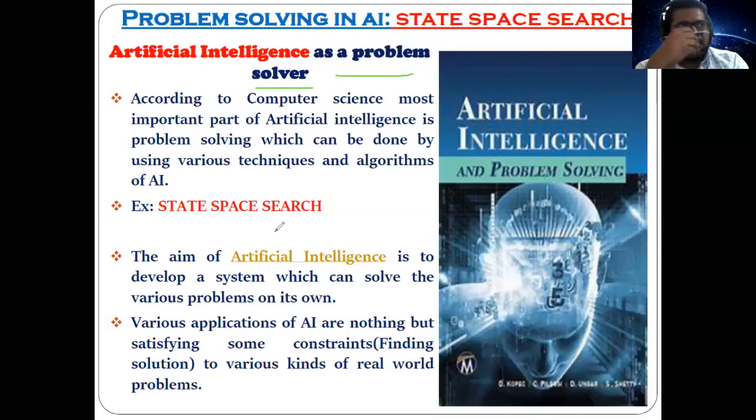Now, you want an artificial intelligence player which will play the chess game just like the human being. What is your expectation? You want an artificial intelligence player who will play the chess game just like the human being. Correct?